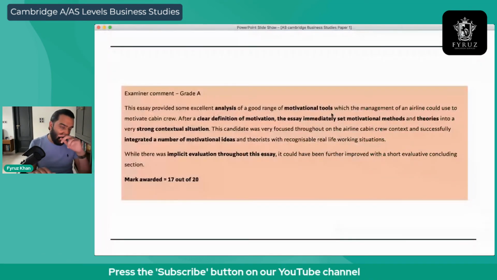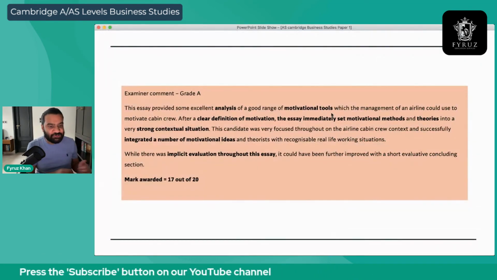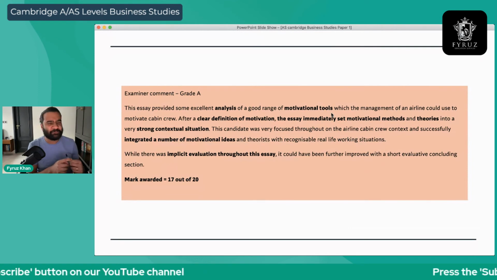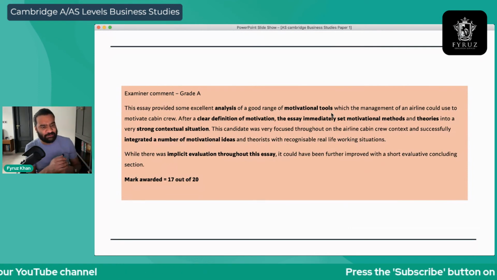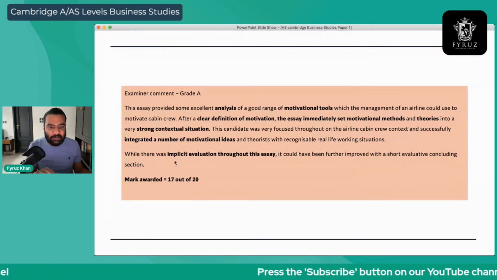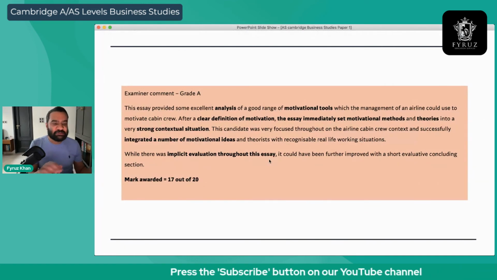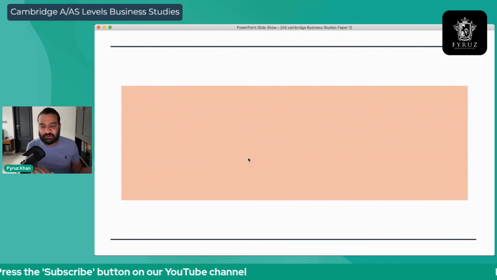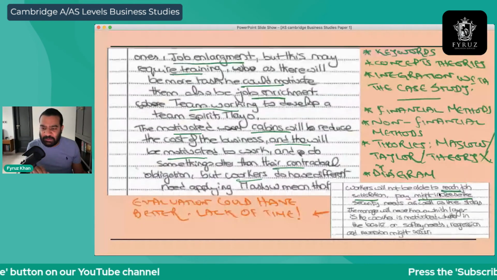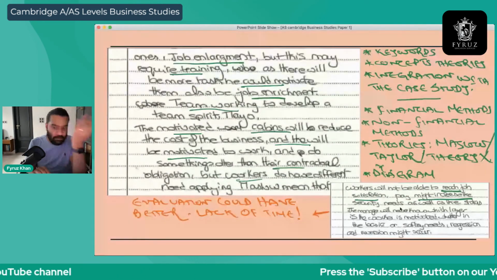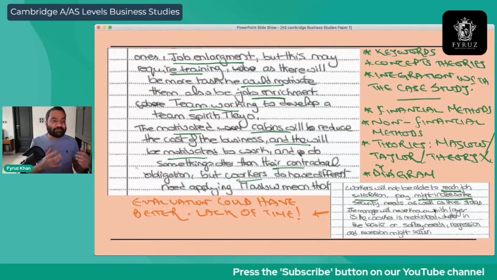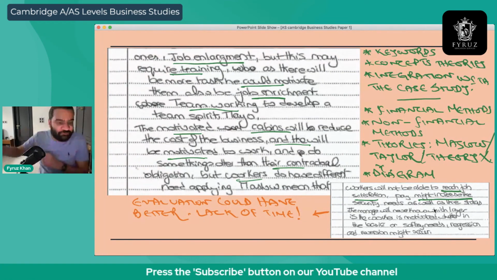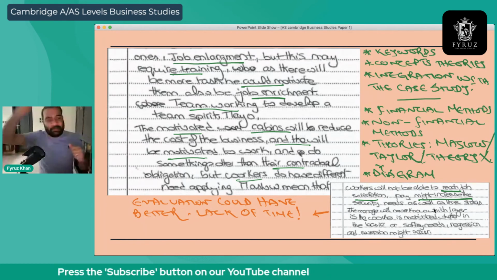Theories were there. Okay, financial methods, non-financial methods, and theories, everything was there. Implicit evaluation throughout this. So the problem was in the evaluation. If you have a look at the evaluation, workers will not be able to reach job satisfaction. Might... No, it doesn't make sense. So this person could have talked about, there's so many things.